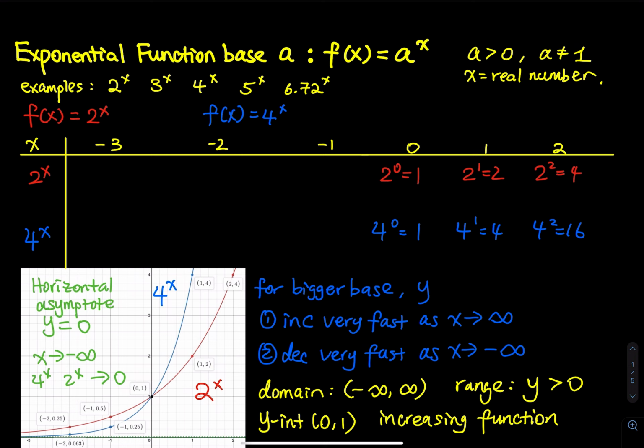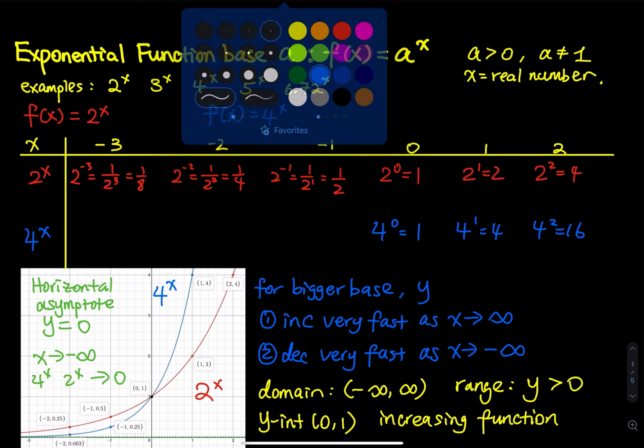When the exponent is negative, we have 2 to the negative 3, which is 1 divided by 2 to the third. You put the big number in the denominator, and as a result, this quotient is very small. And then 2 to the negative 2 is 1 divided by 2 squared, that is 1 over 4. And then 2 to the negative 1 is 1 divided by 2 to the first, which is 1/2. What happens when you use a bigger base?